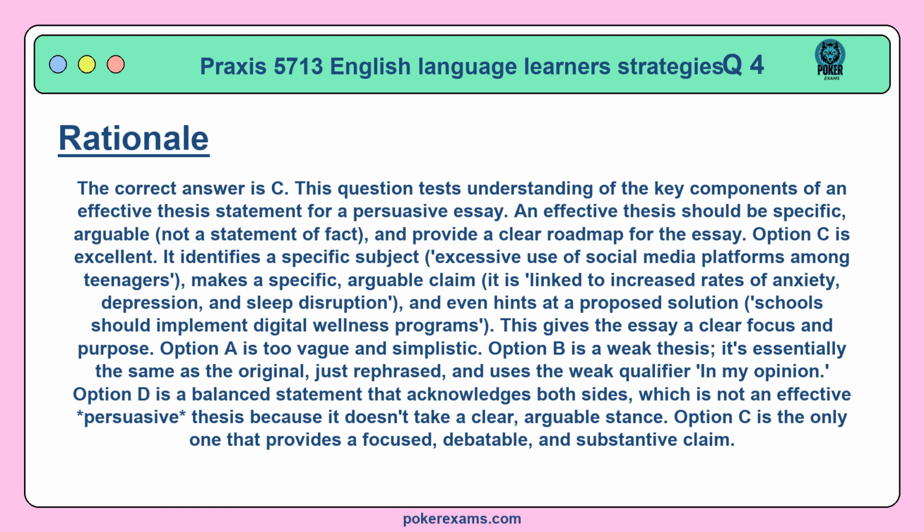Option A is too vague and simplistic. Option B is a weak thesis. It's essentially the same as the original, just rephrased, and uses the weak qualifier "in my opinion." Option D is a balanced statement that acknowledges both sides, which is not an effective persuasive thesis because it doesn't take a clear, arguable stance. Option C is the only one that provides a focused, debatable, and substantive claim.